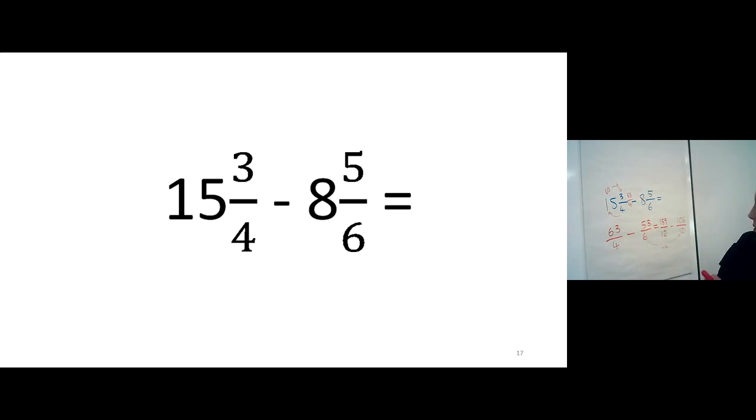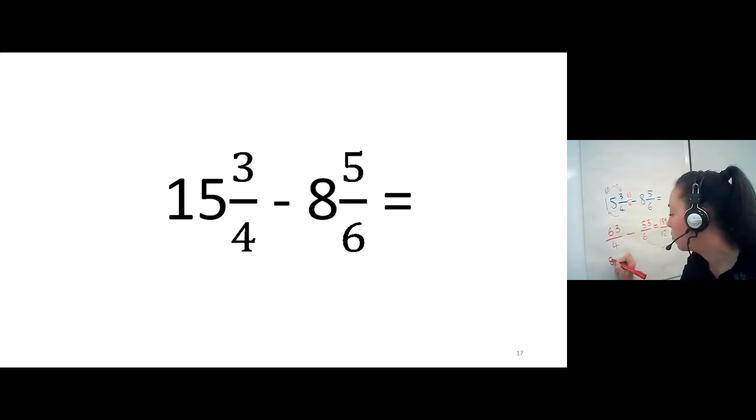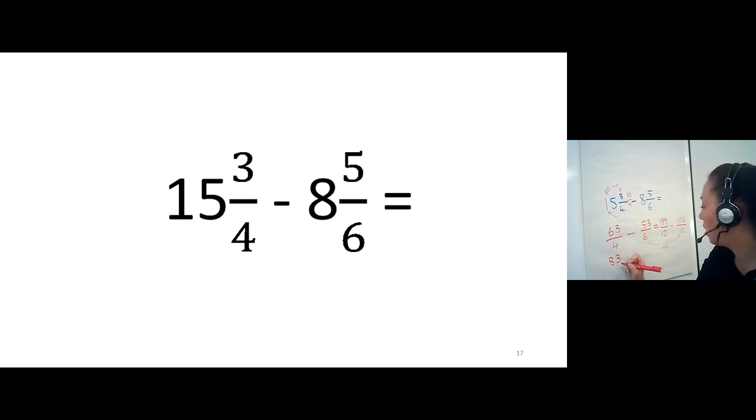Let me go through. So 189 minus 106 will give us 83. 83/12. Everybody okay with that?